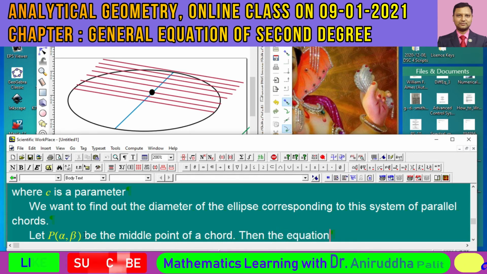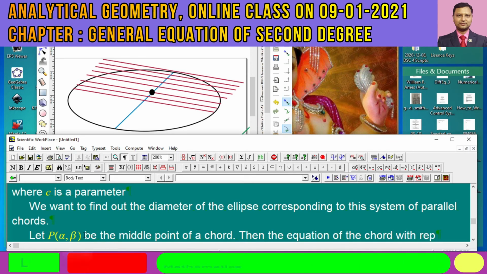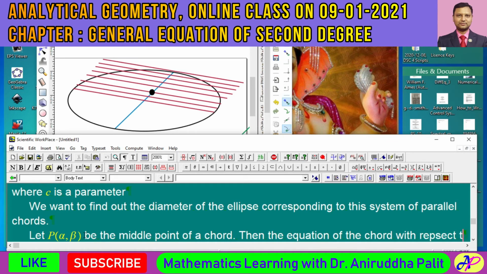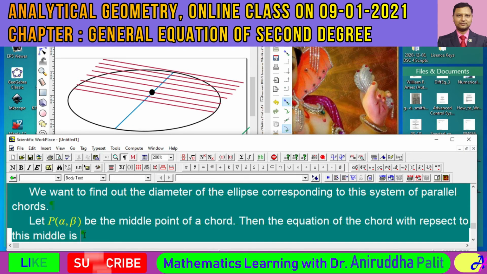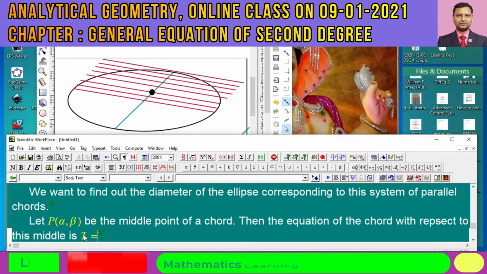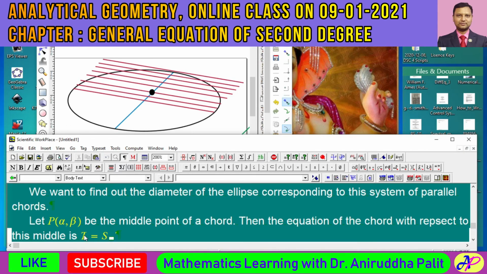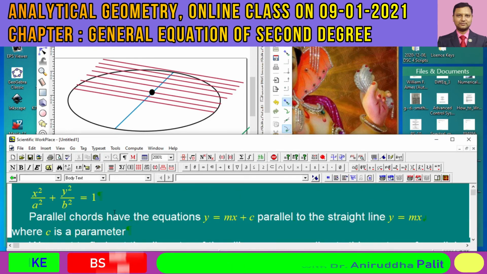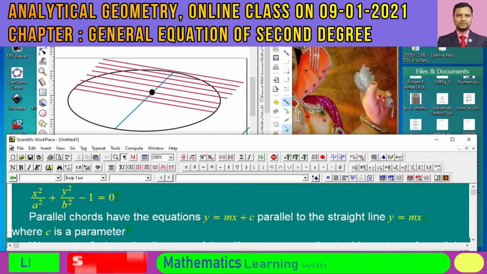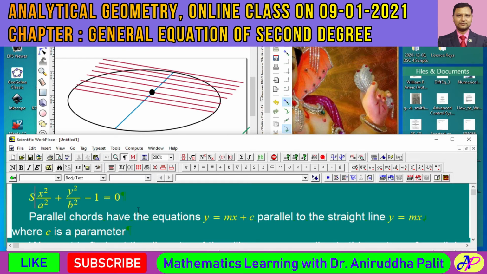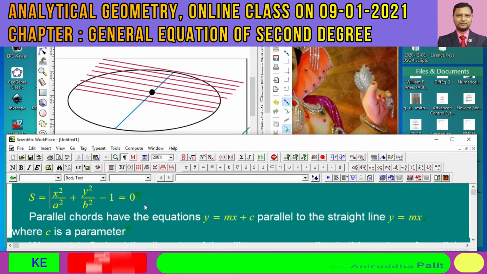The equation of the chord with respect to this middle point is, what would be the equation? T is equal to S1 formula. Now what is capital S over here? This is the given curve, so S = x²/a² + y²/b² minus 1 is equal to 0. This would be the expression of capital S.